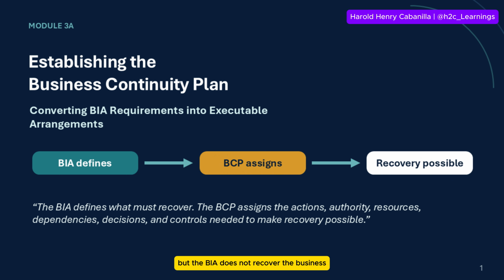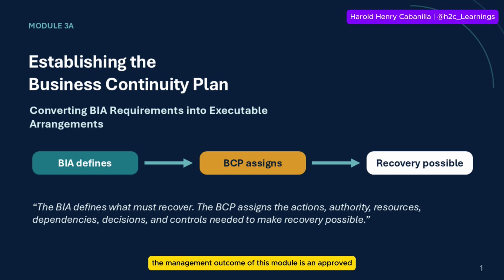But the BIA does not recover the business. The BCP is the management arrangement that translates those requirements into authority, actions, resources, responsibilities, records, decisions, controls, and usable recovery logic. In this module, the BCP is treated as more than a document. It is an approved recovery arrangement. That distinction matters. A document may describe intent. A recovery arrangement assigns ownership, confirms dependencies, defines activation design, coordinates specialist plans, and provides a controlled basis for action when disruption threatens critical outcomes.